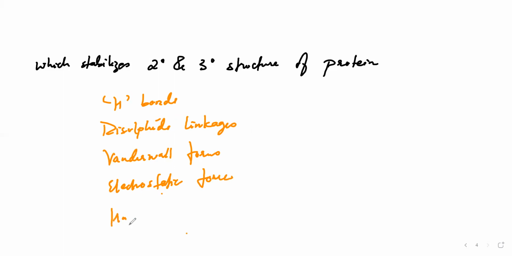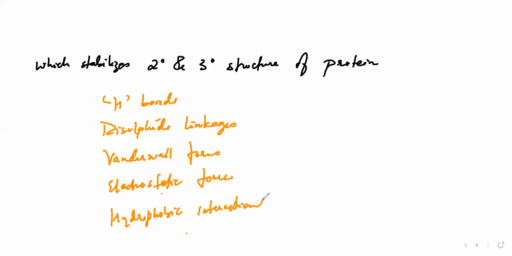And fifth is hydrophobic interactions. Okay, so whatever secondary structure, tertiary structure is there, most probably the tertiary structure gets its stability by using these bonds, that is hydrogen, disulfide, van der Waals forces, the electrostatic force of attraction, and the hydrophobic interactions.